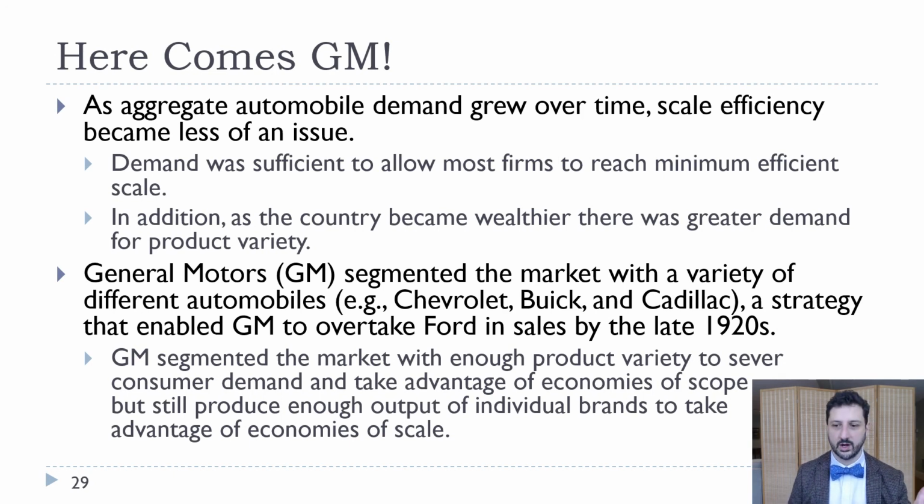We're not going to have one car. We're going to have lots of different kinds of cars. We're going to have Chevys and Buicks and Cadillacs, and they're going to come in different colors. And that really allowed GM to overtake Ford, or at least catch up to Ford, in a way that they couldn't in the earlier market.